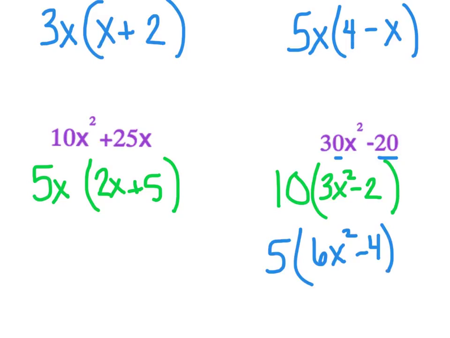The only problem is this is not done being factored, because there's still a GCF here. So if you do it this way, it's okay. You just have to factor again.